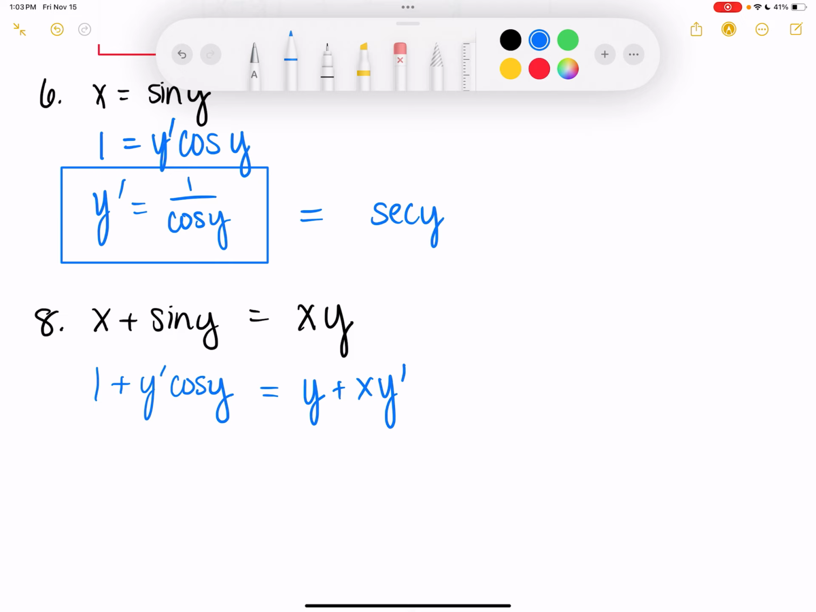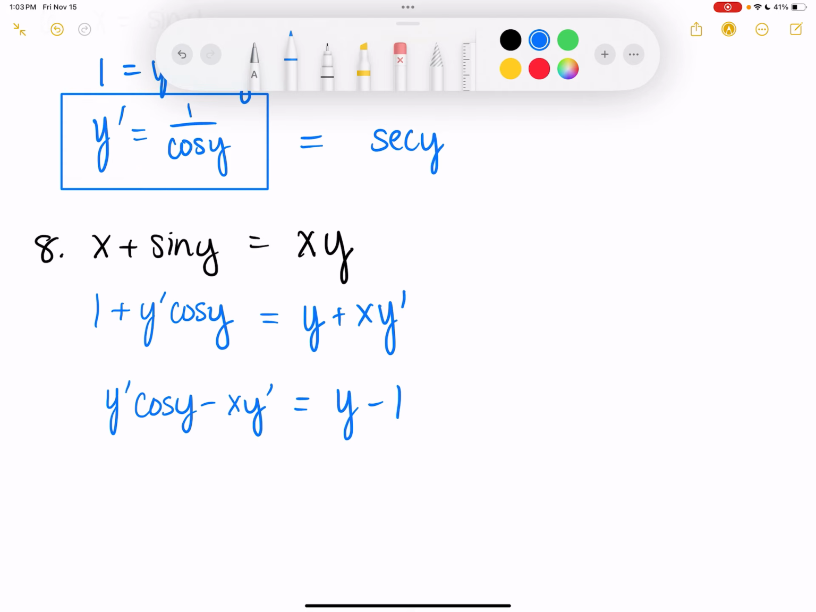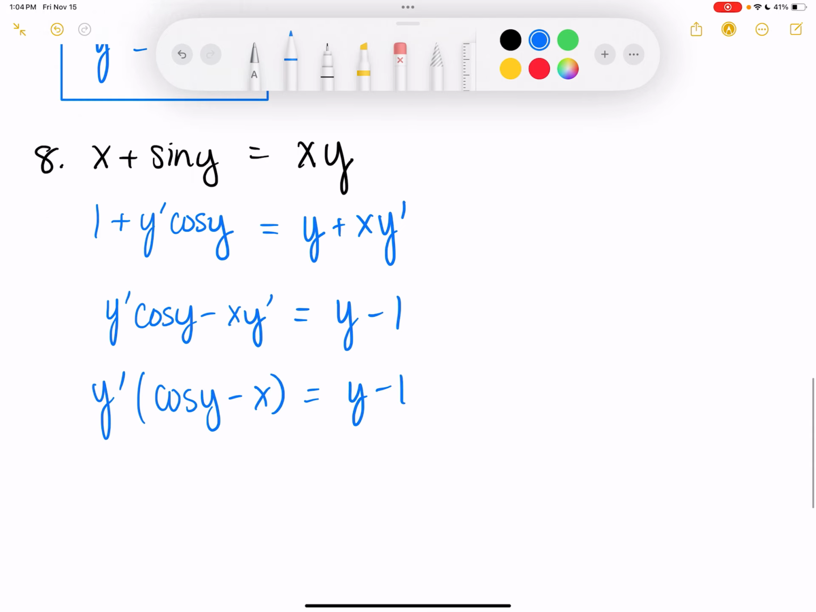So I've got y prime cosine y minus... Algebra 1 students try to move the stuff around with this. Yeah, right. Minus xy prime equals y minus 1. Factor out a y prime. Left with cosine y minus x equals y minus 1. Divide: y prime equals y minus 1 over cosine y minus x.